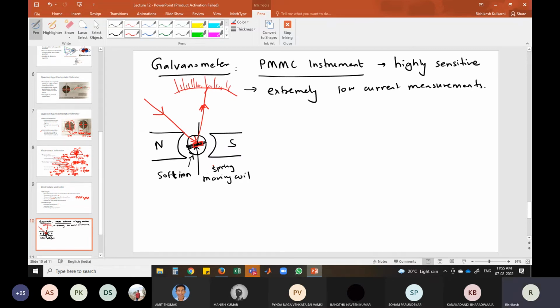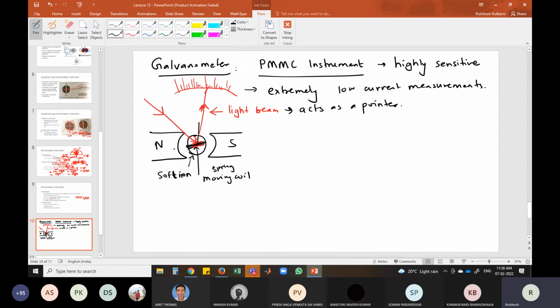Okay, this is a scale. Now you can see that this light beam acts as a very lightweight pointer, because the weight is almost zero now, isn't it? So it is capable of deflecting. This reduction of the weight allows the arrangement to deflect even in the presence of a very small amount of current, in microamperes.